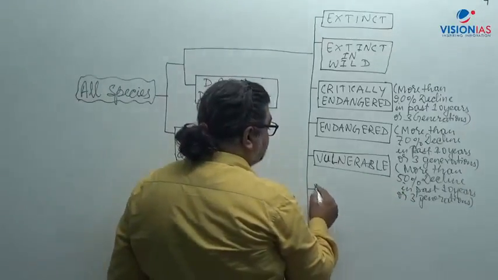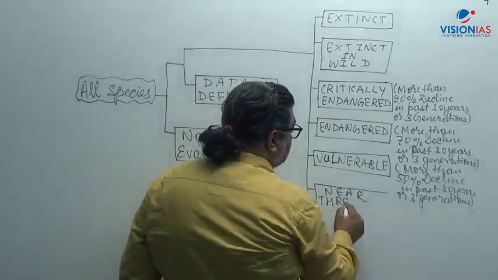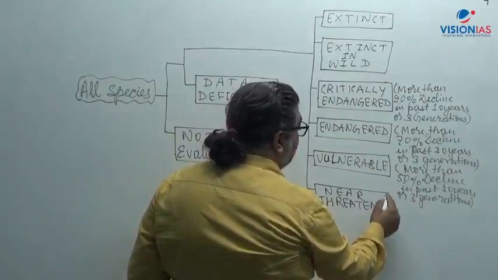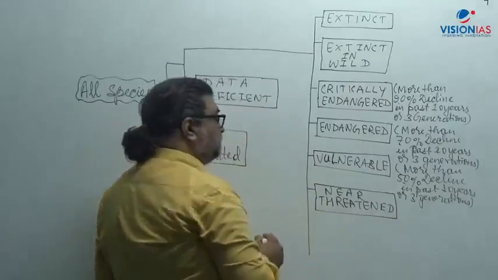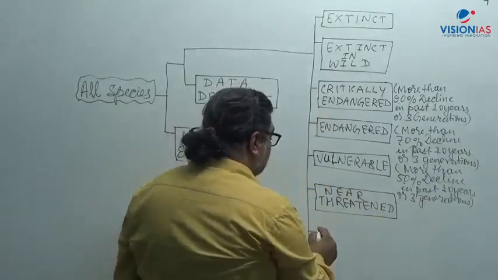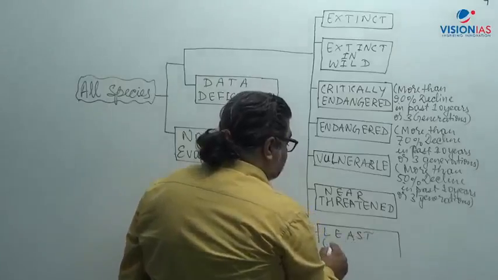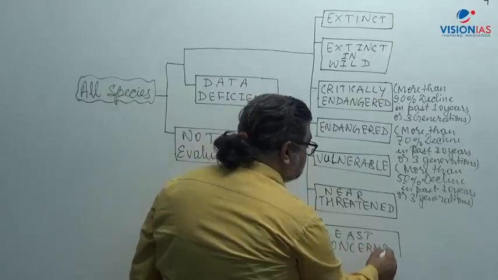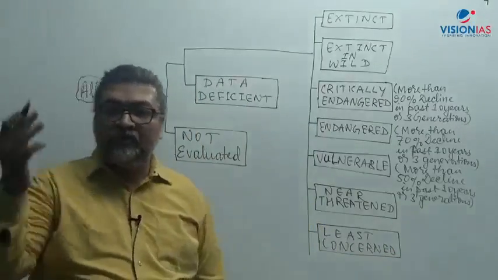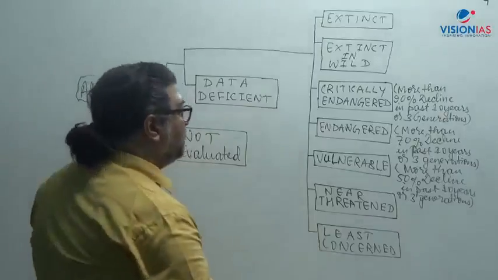Then comes near threatened. There is a category called near threatened. That means earlier there was no threat, but now because of mining or habitat loss, they are facing the threat. So now it has come into the threat category. And the last one, where there will be long term impact, is called least concern. After a long time, they will be coming to the higher risk category.